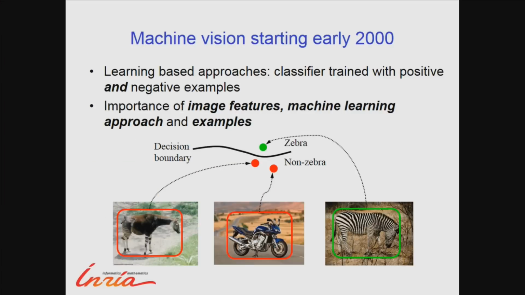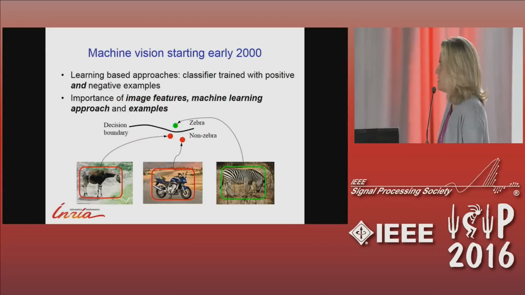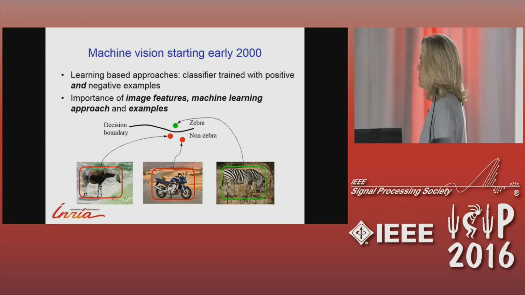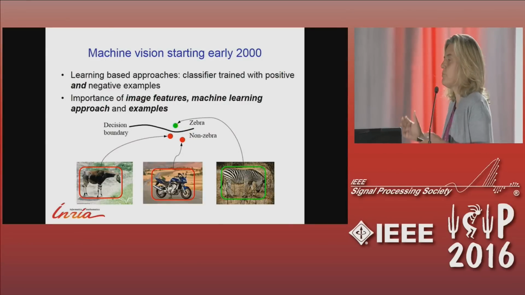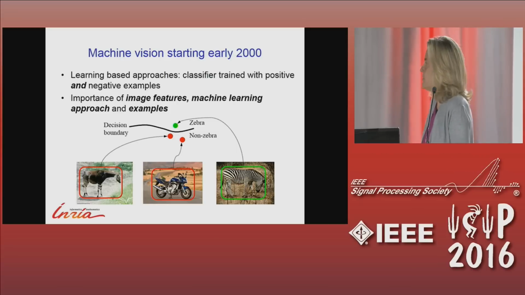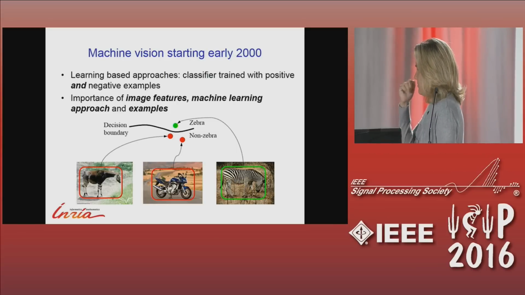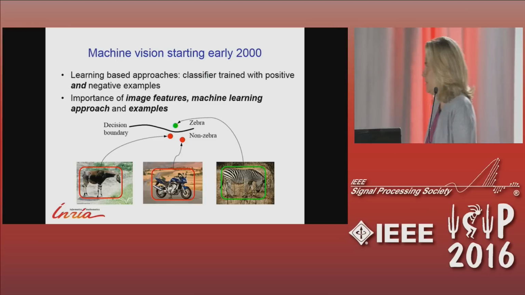And so basically, starting in the early 2000s, there was a whole line of work which evolved and combined image features with different machine learning techniques, okay? And so the idea here is very simple. We have a set of negative and positive images, and we want to describe them in some way or the other. So this is the feature, that would be the image feature. And then we want to learn a decision boundary which separates the positive from the negative images, okay?